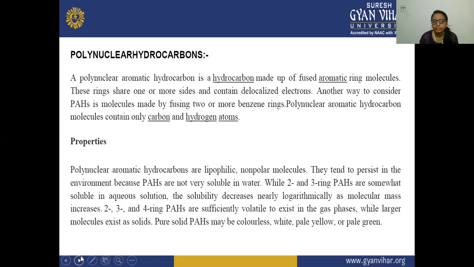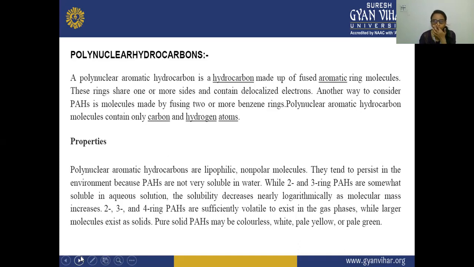While larger molecules exist as solids, meaning those having 5, 6, 7, 8, 9, 10 rings, these polynuclear hydrocarbons are solid in nature, and these pure solid PAHs may be colorless, white, pale yellow, or pale green. So these pure solids, the larger molecules existing as solids, appear in colorless, white, pale yellow, or pale green color.